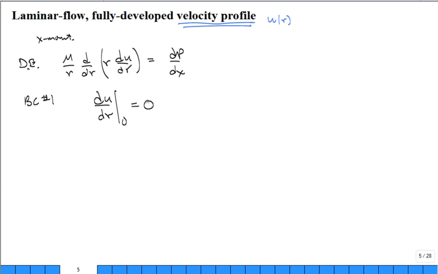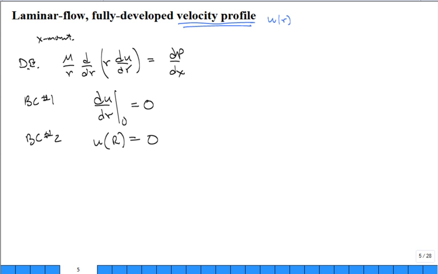All right. How about another boundary condition, number 2? U at cap R is equal to 0. Describe that in words. No slip at the wall. Okay. Now we have a well-posed mathematical problem. How do we want to solve that?